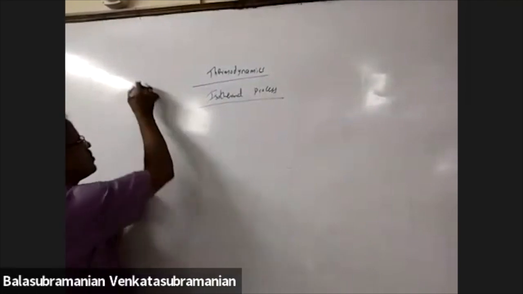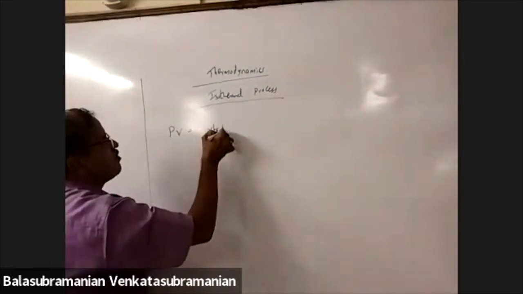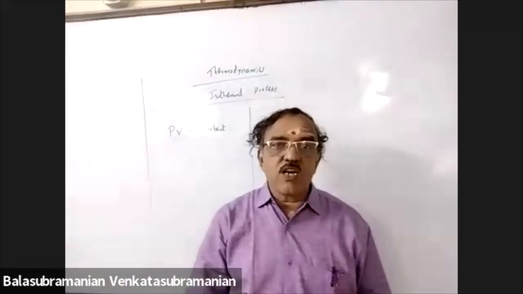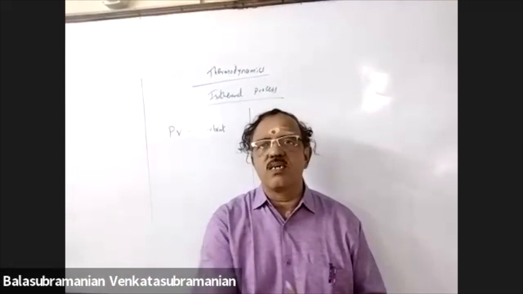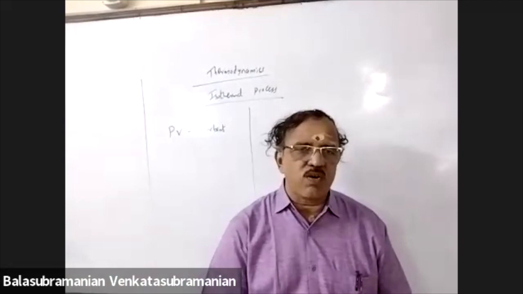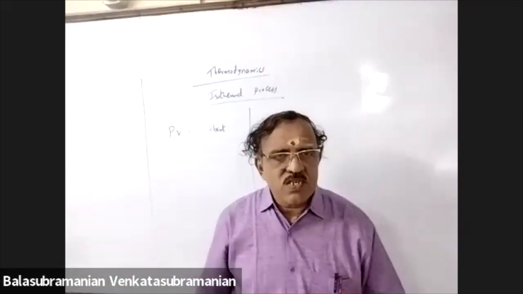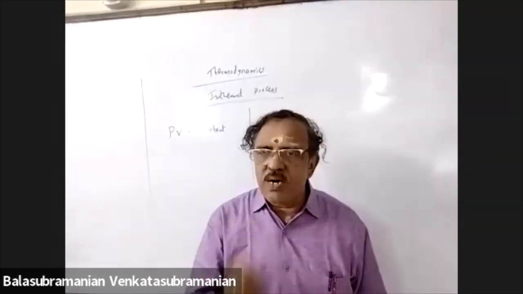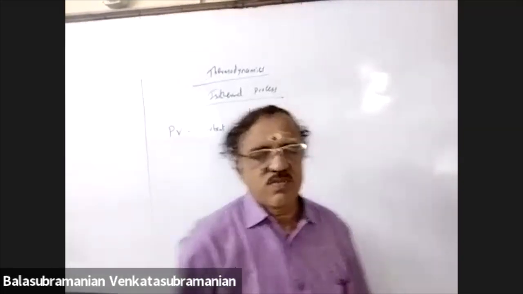PV is equal to constant. PV is equal to mu RT, or PV is equal to nRT. Mu is the number of moles, what you are assuming for a given gas. On the right hand side, all the quantities are constant, because what we have assumed is that the pressure and volume of the system change, but temperature remains constant.